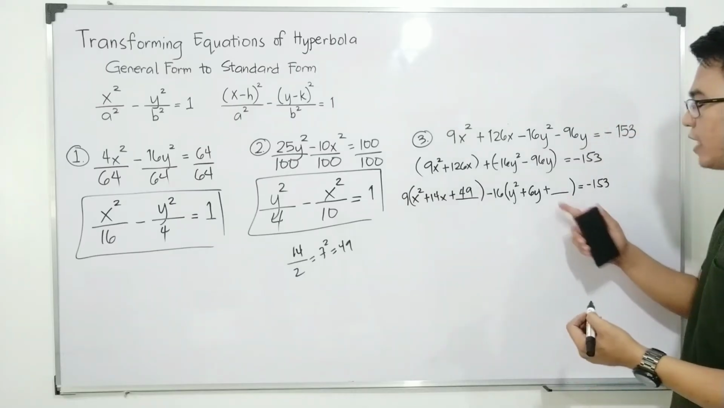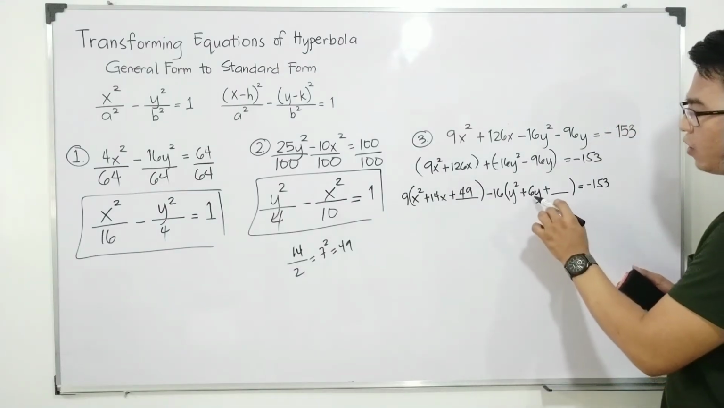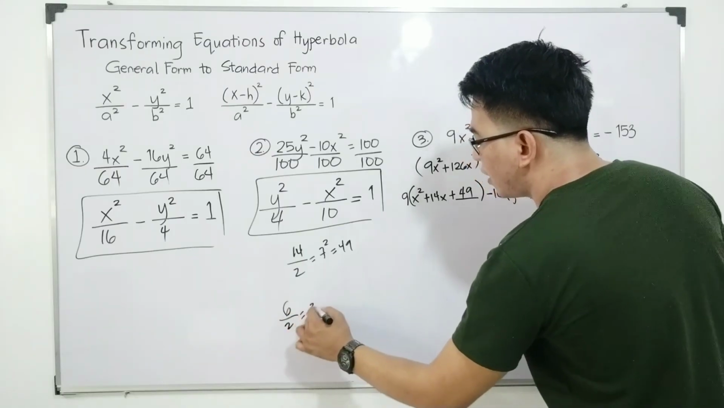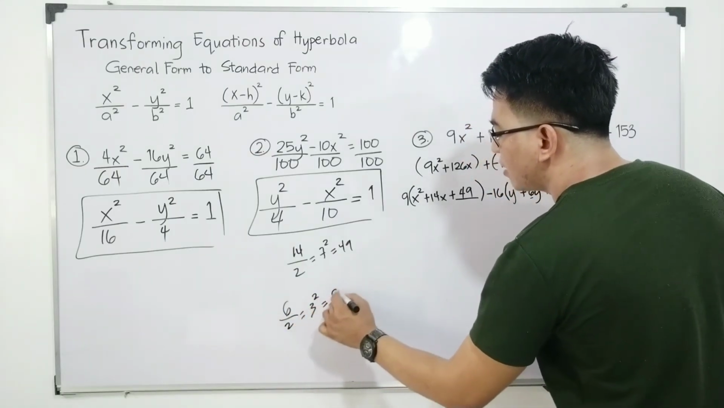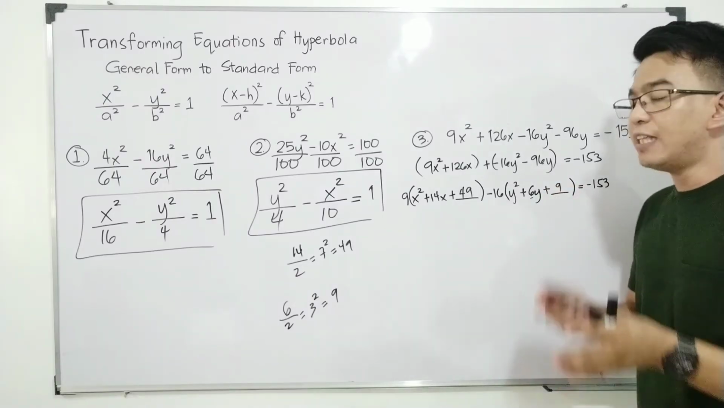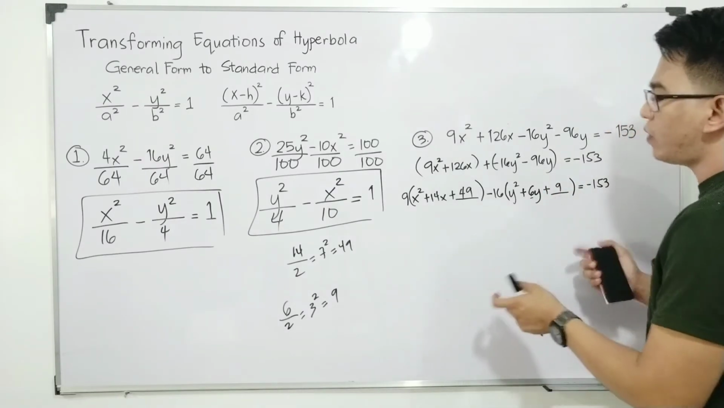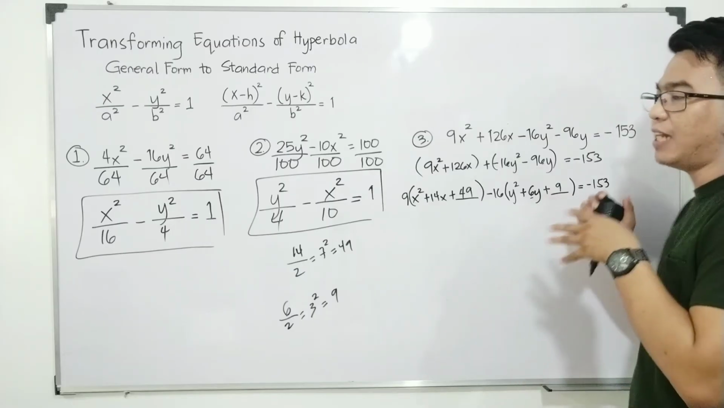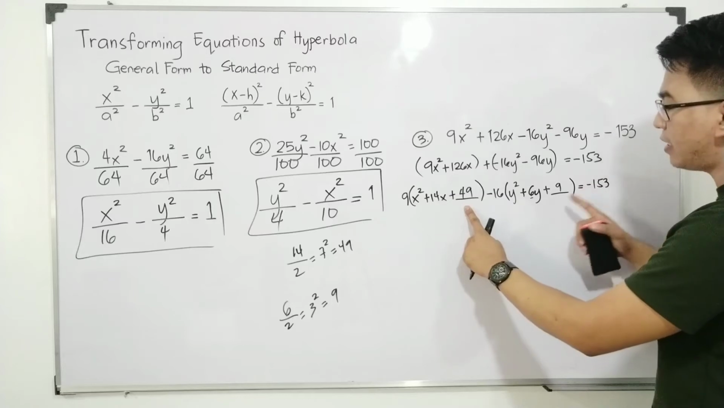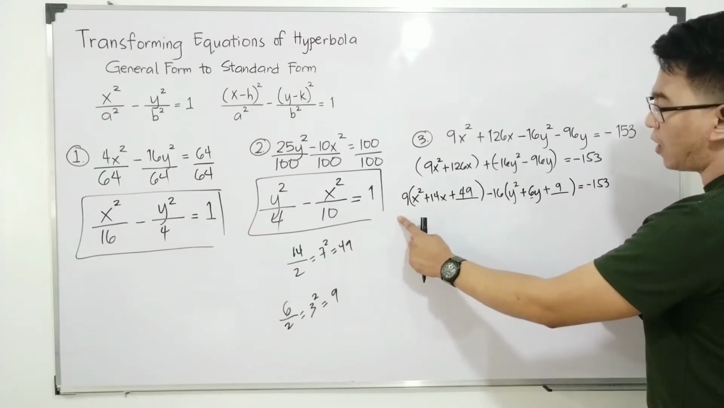Next, next natin dito, get the coefficient, which is 6. So 6 divided by 2, which is 3, and then square it, the answer is 9. So this is 9. Pero hindi pa tayo tapos guys, hindi pa balance yung equation natin. What we will do is to add the things na nilagay natin dito sa kabila. Pero hindi siya basta plus 49 plus 9. Kasi meron tayong mga factor out sa labas.